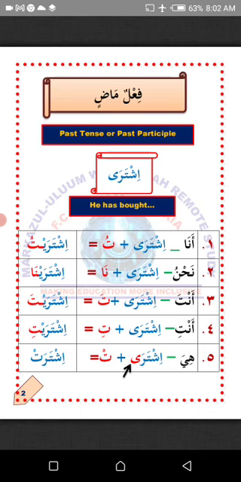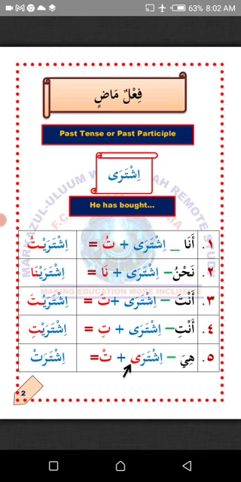Wahid, number one. Ana, I. So how do we change the verb ishtara to suit ana? All you need to do is to attach ta'un carrying dumma to the last letter. Then you give sukun to the letter before it. The verb ishtara will now become ishtaraitu, which means I have bought.